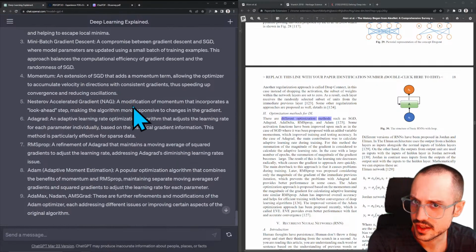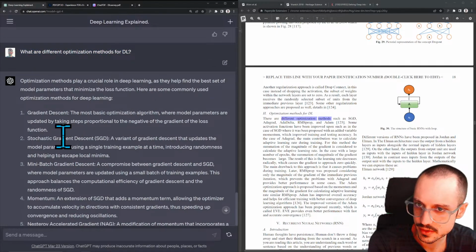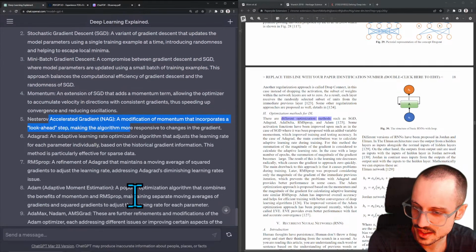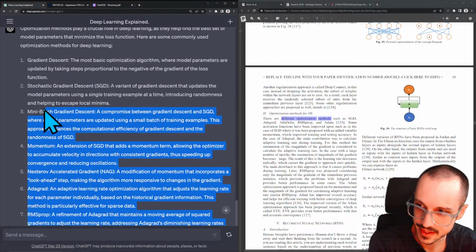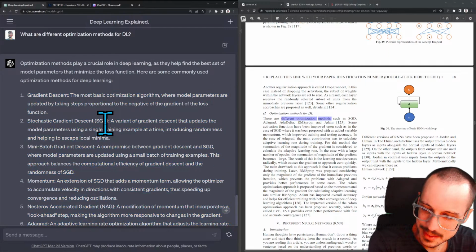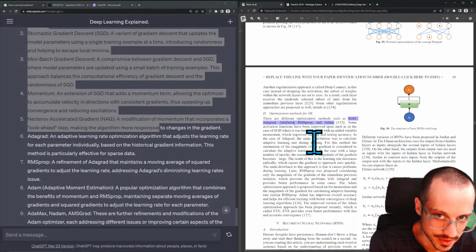And let's see what GPT-4 gives us. So GPT-4 gives us gradient descent, SGD, mini batch gradient descent, momentum, Nesterov accelerated gradient, AdaGrad, RMSprop, AdaMax, and Adam AMSGrad. So this is actually the best answer, right? GPT-4 not only gives us every single one of these, but it also gives us more of them, right?